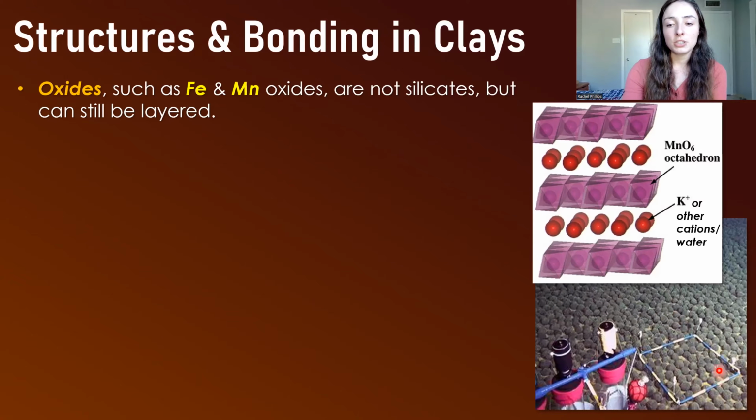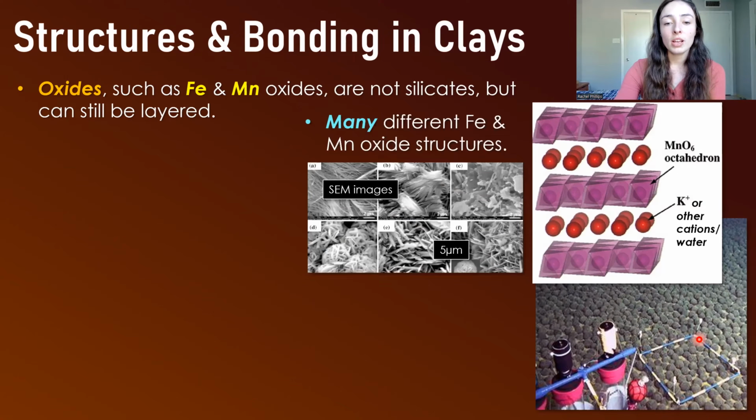And down below this picture, this is just a picture showing manganese oxide nodules that have precipitated at the bottom of the seafloor. And there are many different structures of both iron and manganese oxides. Here are some SEM or scanning electron microscope images of some different manganese oxide structures. Again, even though they're different than the phyllosilicate clay minerals, they are also very platy in their crystal habit because most of them are layered.